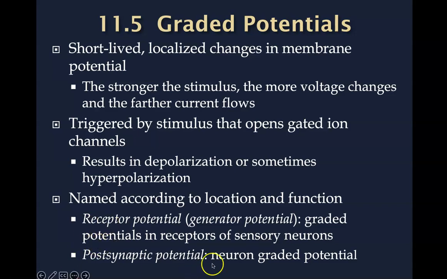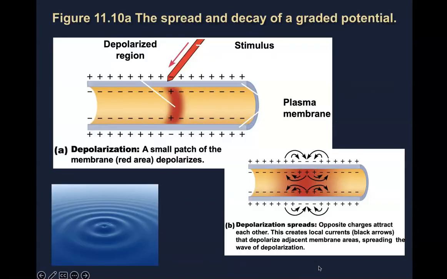And then we also have postsynaptic potential, where it's just a neuron talking to another neuron. So again, we'll get into all this as we go through this. Okay, and so this is just kind of showing you again what happens in depolarization here, which we're going to talk the most about.